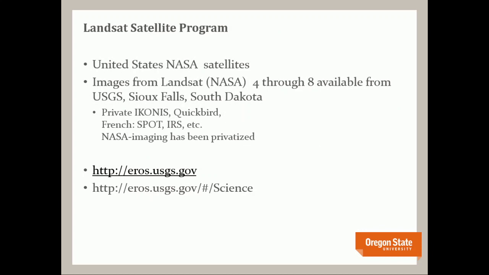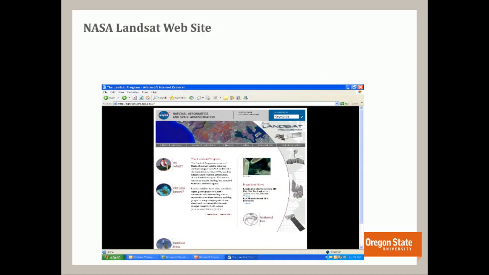The Landsat satellite program was started by the United States NASA. Images from Landsat 4 through 8 are available from USGS, South Dakota. Private ones include Ikonos, QuickBird, French SPOT, IRS. NASA imaging has been privatized. So here are the websites that can be used to download the Landsat data, the NASA Landsat website and the national website to download this data from NASA.